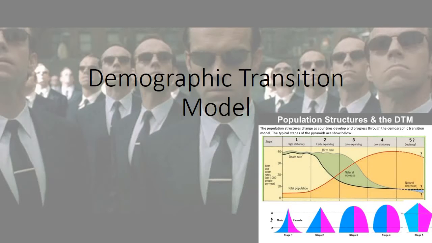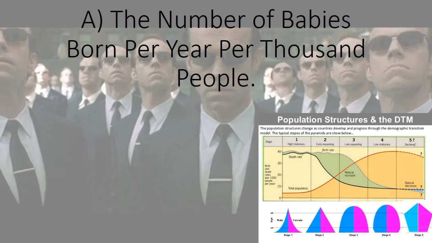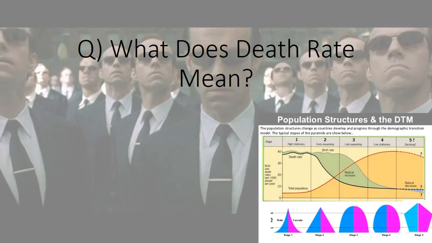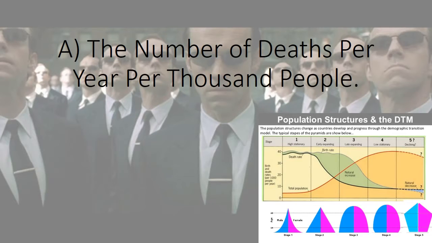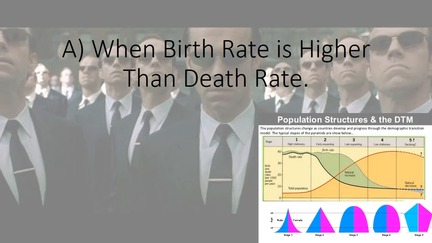Demographic transition model. What does birth rate mean? The number of babies born per year per 1,000 people. What does death rate mean? The number of deaths per year per 1,000 people. What is the natural increase? When the birth rate is higher than the death rate.